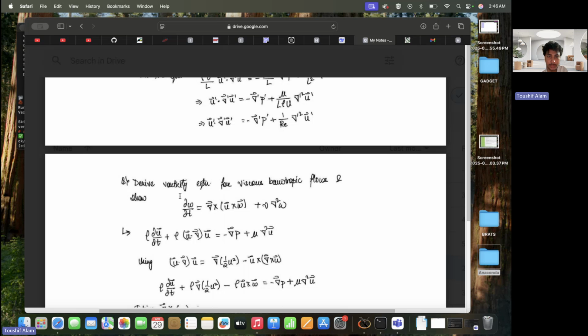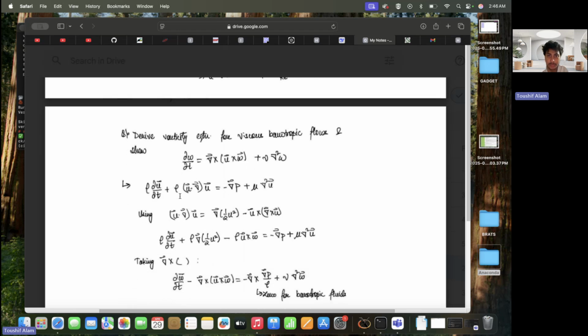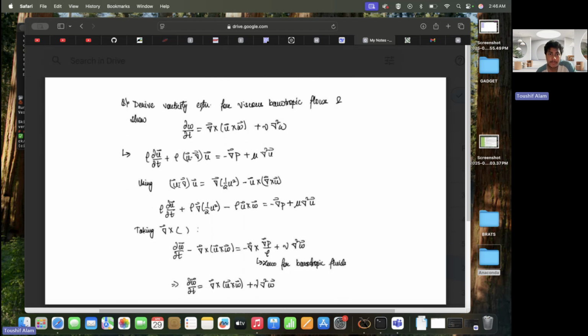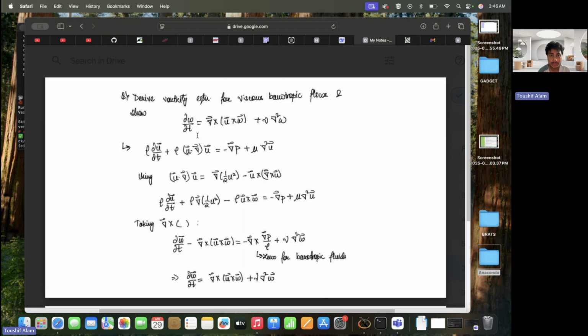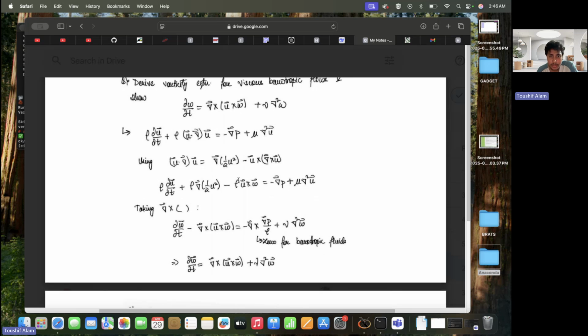Derive the vorticity equation for viscous barotropic fluids, so that del omega del t is curl of u cross omega plus nu del square omega. So this is the equation for the vorticity, and you will start with the velocity field: rho del u del t plus rho u dot grad u equals minus grad P plus mu del square u. Using u dot grad u is grad of half u square minus u cross curl u, rho del u del t, you will come across these terms.